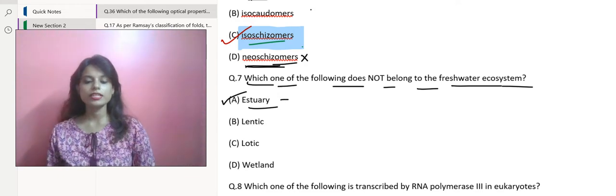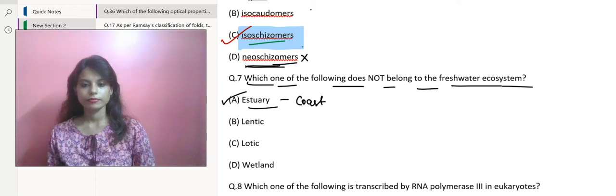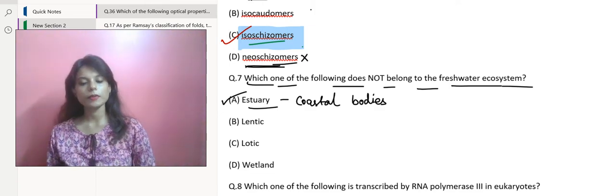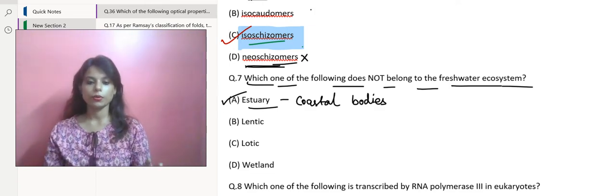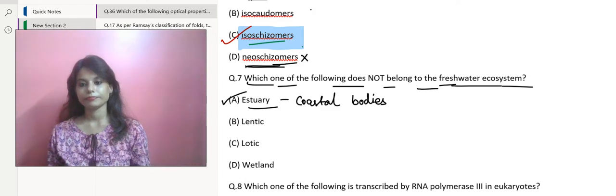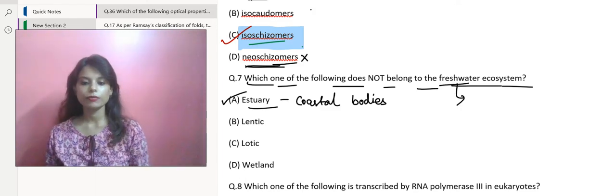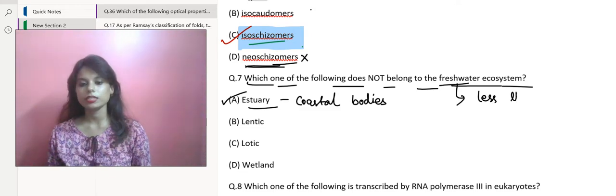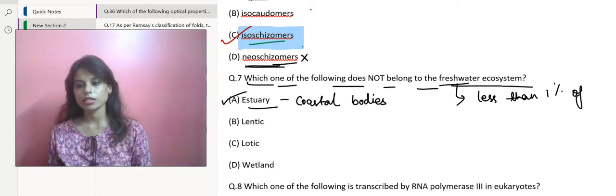So estuaries are basically coastal bodies of water. We all know about that. Coastal bodies of water that are influenced by both fresh water and salt water from the oceans. As such, they are not considered part of the freshwater ecosystem, which is defined as, now what is freshwater? Freshwater can be defined as bodies of water that contain less than 1% of salt concentration.